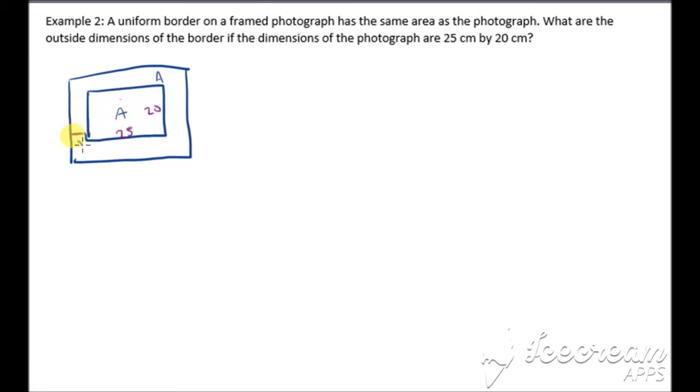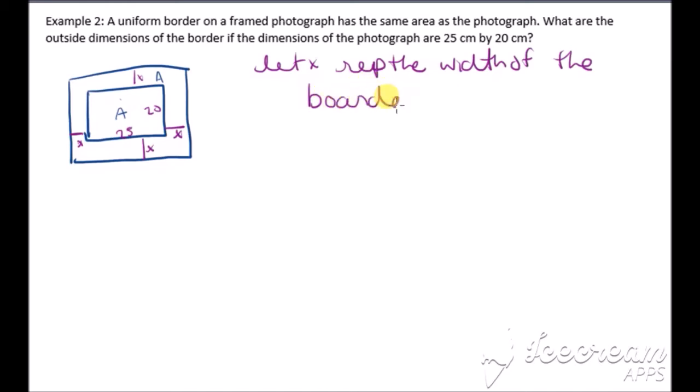And then we're going to have x here and x here because it's uniform width, x here and x here. So let's let x represent the width of the border. Okay, so our new length is 25 plus 2x. Our new width is 20 plus 2x.